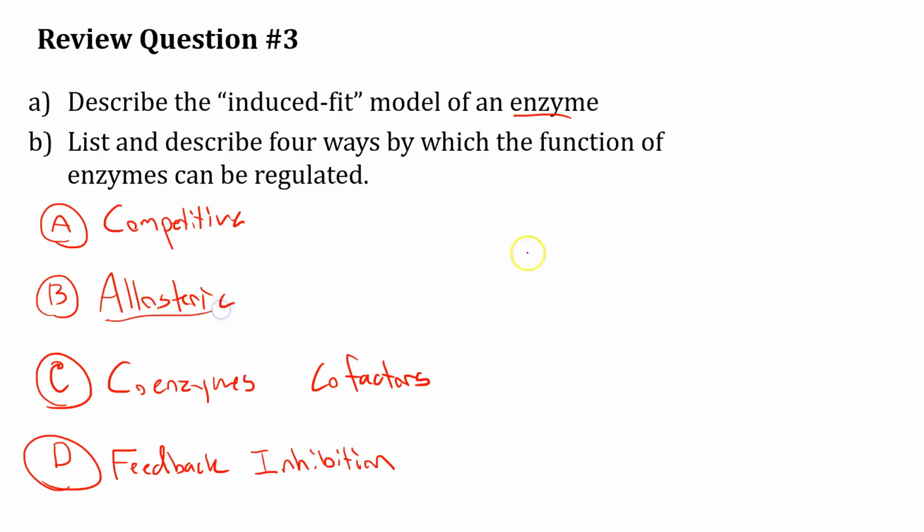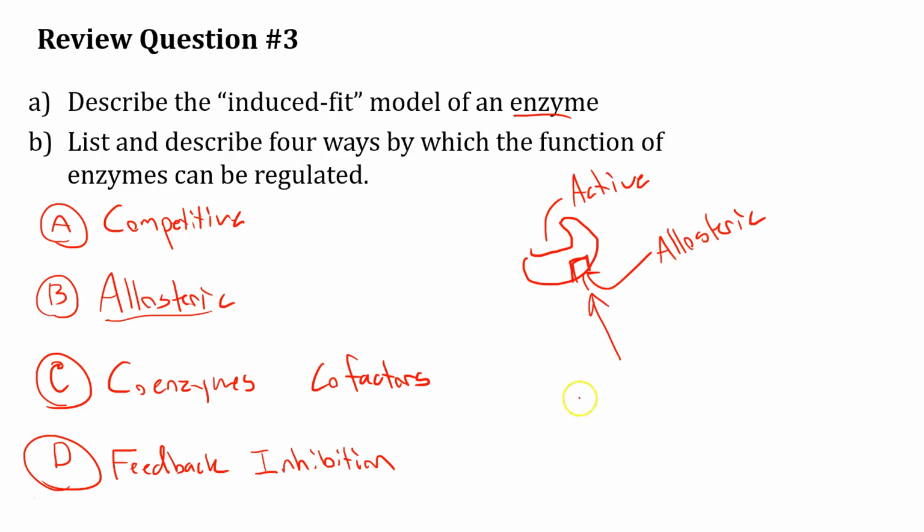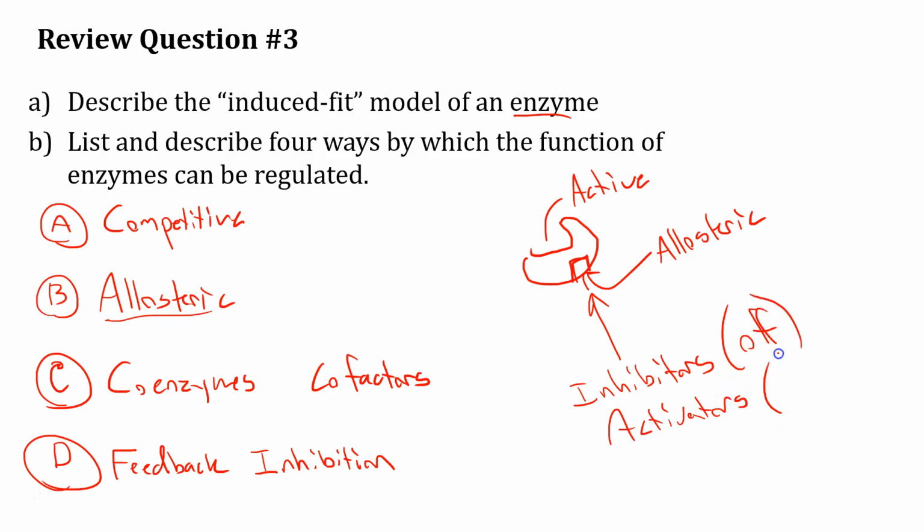All right, the next is allosteric. Again, this is where we have an enzyme. Here's our little active site. And the key here is that somewhere on a different spot of the enzyme, there is a little allosteric site that's separate from the active site. And into that little allosteric site, you can have either inhibitors, or you can have things that are activators binding there. If it was something that was an inhibitor, this would be turning the enzyme off. If it was something that was an activator, it would be turning the enzyme on. Okay, so a couple of different ways you could do that. So that's allosteric.